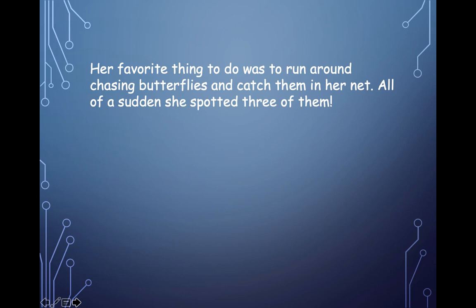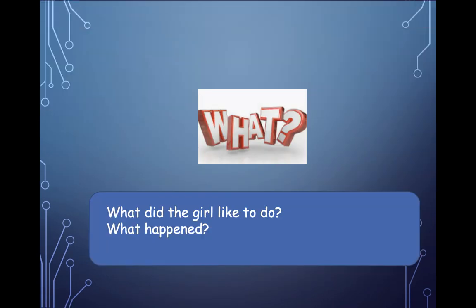Read more of the story together here. Her favorite thing to do was to run around chasing butterflies and catch them in her net. All of a sudden, dun dun dun, right? She spotted 3 of them. Okay, so she likes running around. I'm picturing her running around and she wants to catch butterflies and she sees 3 of them. That's what I'm picturing in my mind.